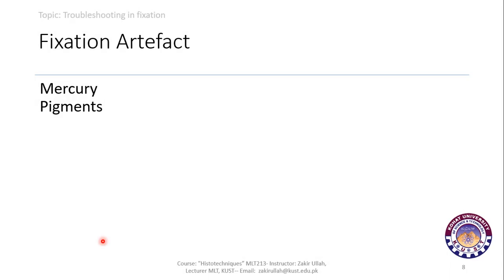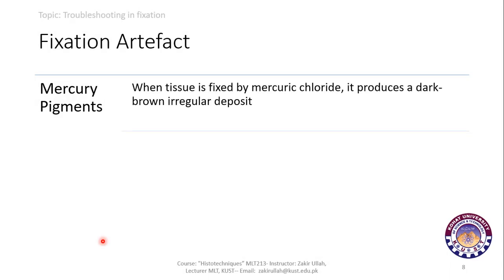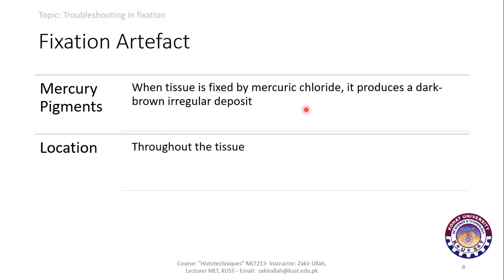Another artifact is the mercury pigments. These pigments are produced when tissue is fixed by mercuric chloride, and it produces dark brown color spots which are irregular and their boundaries are not clear. The location of this artifact affects the whole tissue, and these pigments are spread throughout the tissue.